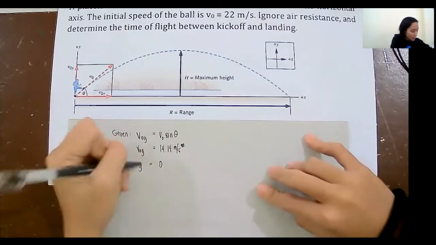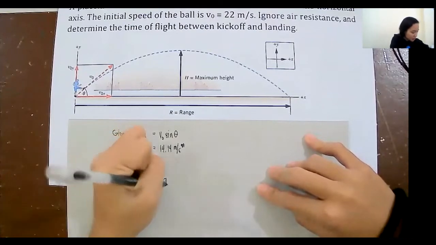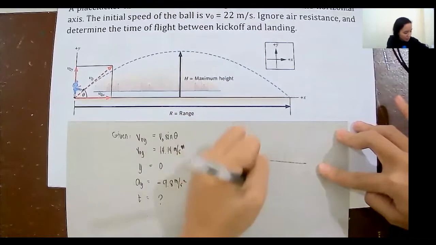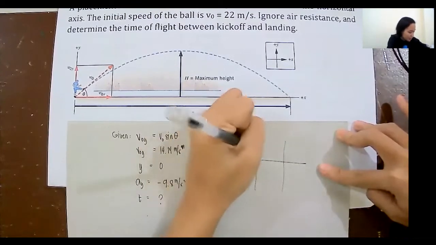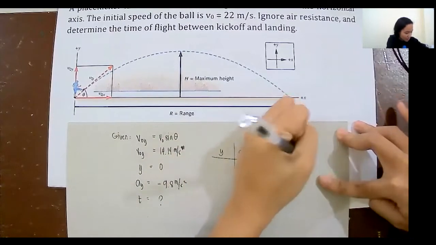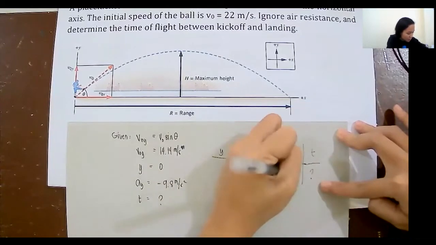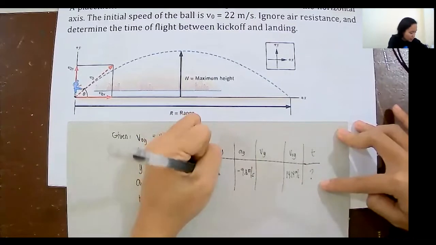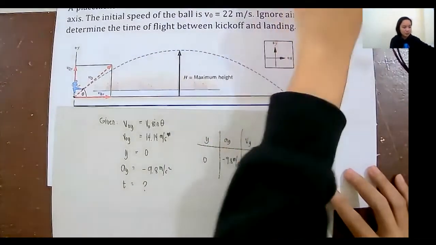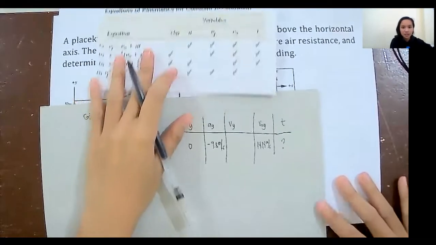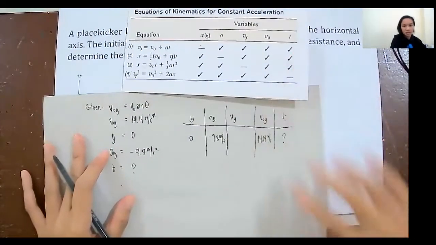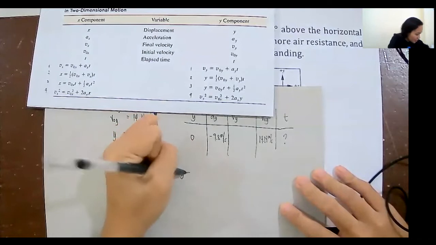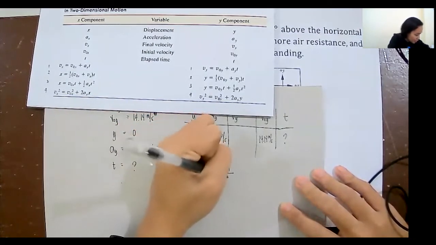And then our acceleration due to gravity is negative 9.8 meter per second squared. And what we are looking for in the problem is your time. So I will make a table: y, ay, vy, v not y, and time. Time is question mark, v not y is written, our ay is negative 9.8, then our y is 0. So from this one, you look for the appropriate equation that can be used. We have here equation number 3. With respect to y, it is y equal to v not y times time plus 1 half ay.